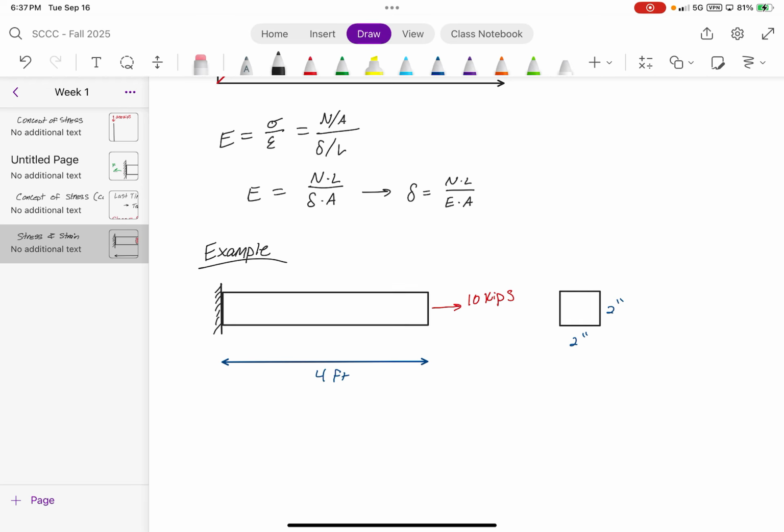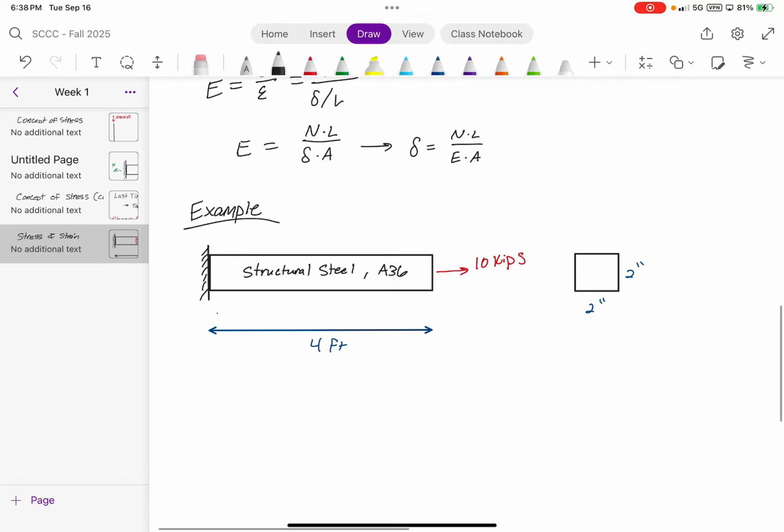And lastly, this bar is going to be structural steel. And we'll say it's A36, just for the sake of it. We'll call this A, we'll call this B. And what I want to find is basically, what is the change in length of bar AB?